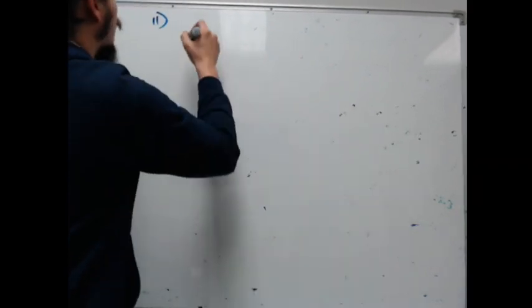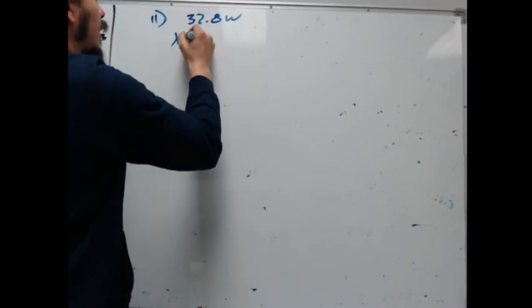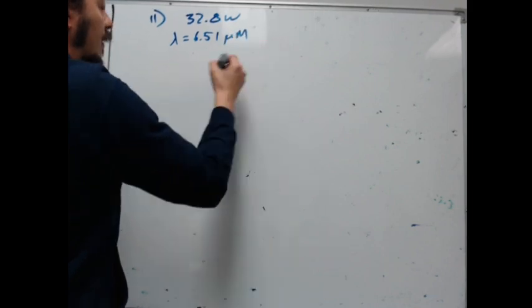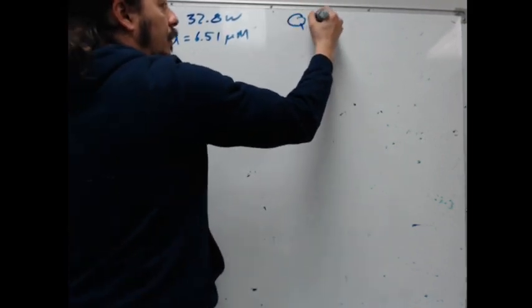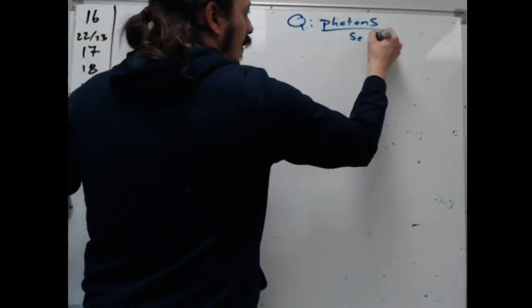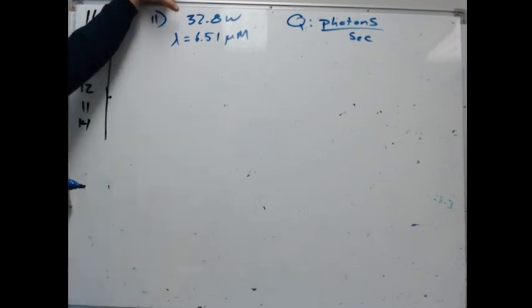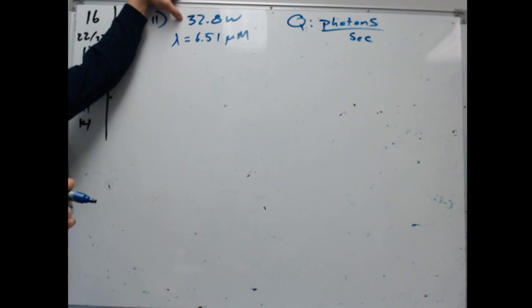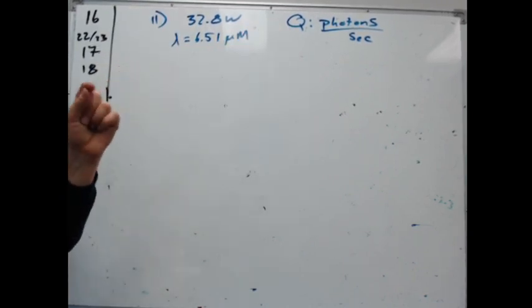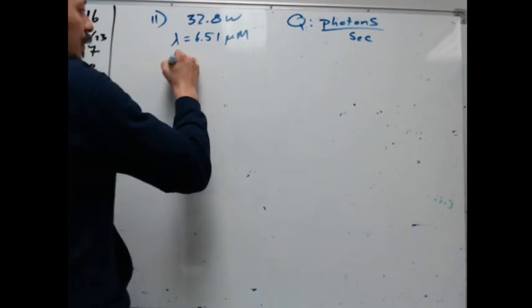A heat lamp produces 32.8 watts of power at wavelength 6.51 micrometers. How many photons are emitted per second? So notice, as you were reading, I was already doing some analysis. I wrote down the 32.8 watts, the numbers, and what the question actually was. There's another piece of information that's important after the question: 1 watt is equal to 1 joule per second.